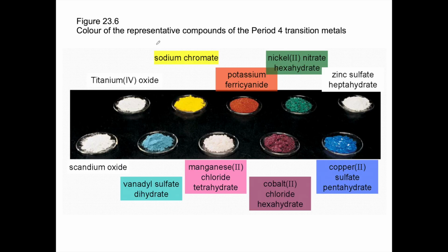And then other than that, these are examples of the colors of representative compounds of the period 4 transition metals. Titanium here, as you can see, is white. Vanadium sulfate dihydrate, and then we have potassium ferricyanide, sodium chromate, and so on. Here we have copper, and then cobalt in pink, and nickel in green.